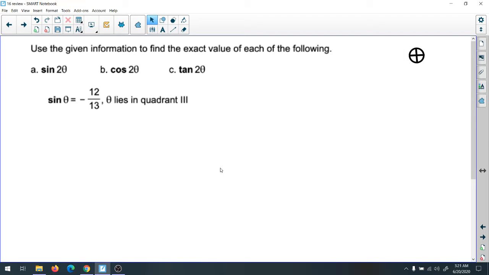Use the given information to find the exact value of each of the following: sine double angle, sine double theta, cosine double theta, tangent double theta. Given sine theta equals negative 12 over 13 when theta lies in quadrant 3.